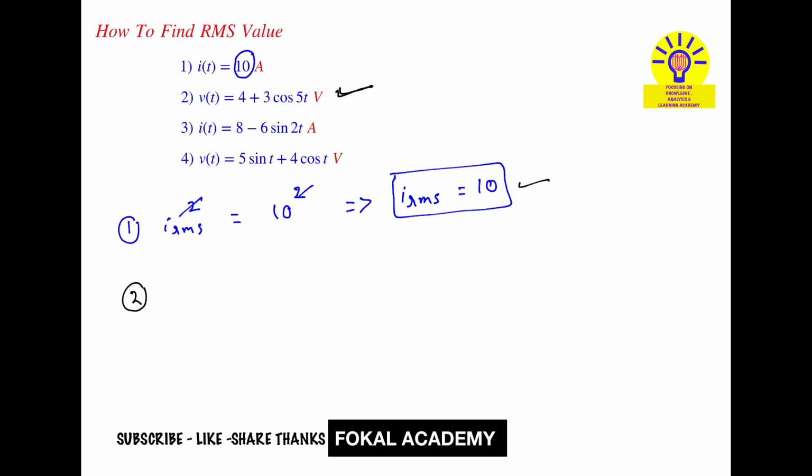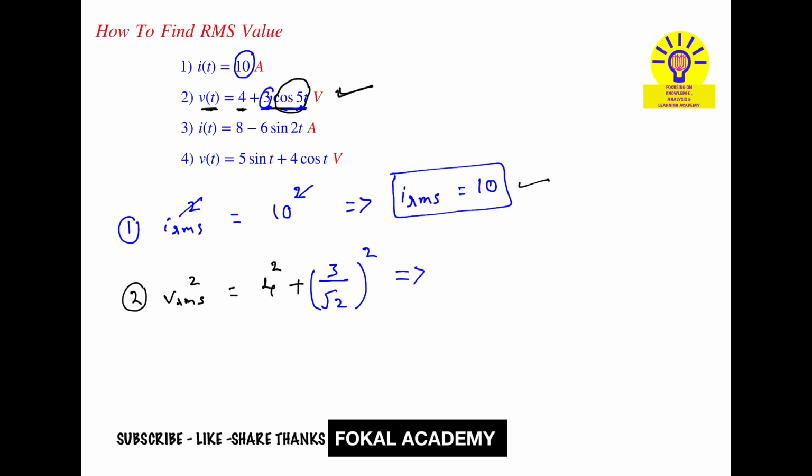Now in the second problem, V of t is given as 4 plus 3 cos of t. Not only constant, some other function is there. So V RMS square equals, first apply square for the constant, that is 4 square, plus here cosine is there, whatever the function is, cosine or sine. So whatever signal is there, take that amplitude, that is 3 by root 2. Now apply square.